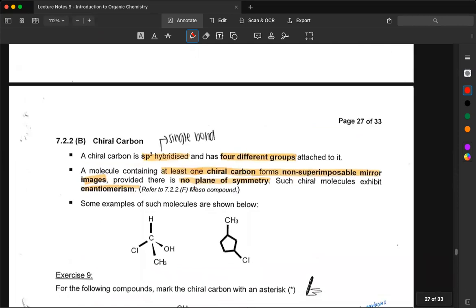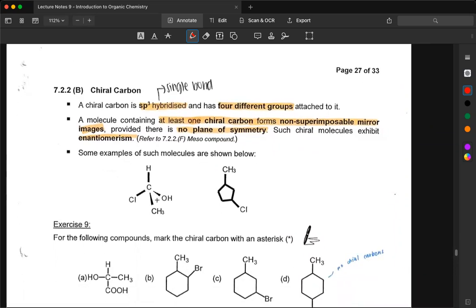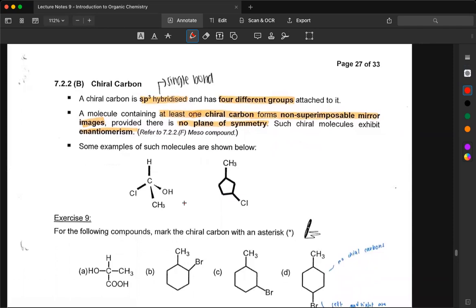A chiral carbon is sp3 hybridized and has four different groups attached to it. A molecule containing at least one chiral carbon forms non-superimposable mirror images, provided there's no plane of symmetry. Such chiral molecules exhibit enantiomerism. These are the examples, with four different groups.